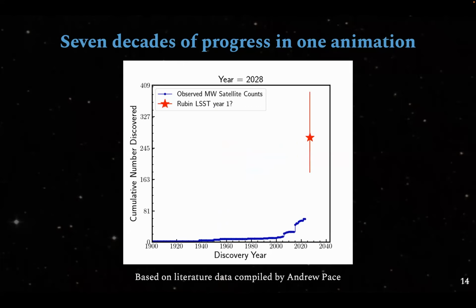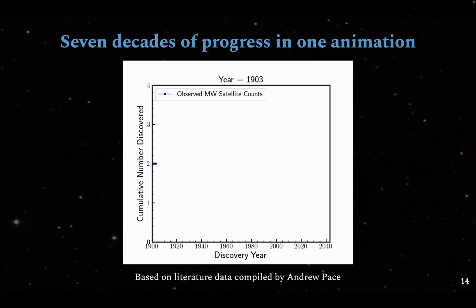So we've now shot up to something like 60 known systems. And if you believe what the semi-analytic models tell you, we might expect something like 400 to 500 of these galaxies in the 10-year Rubin LSST dataset. So there's a lot left to find.